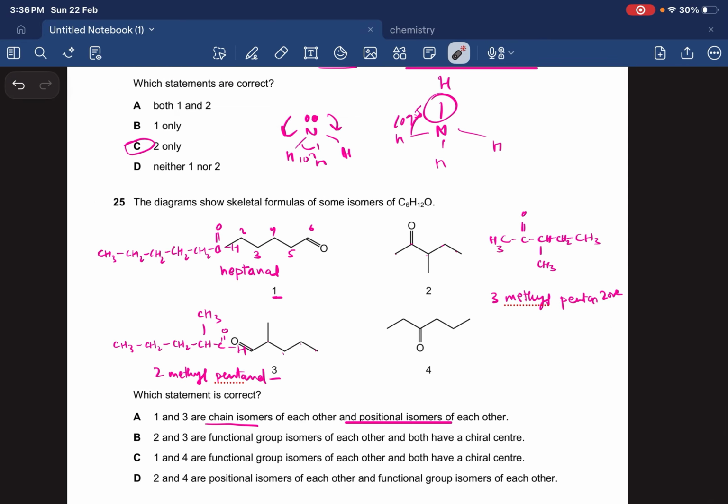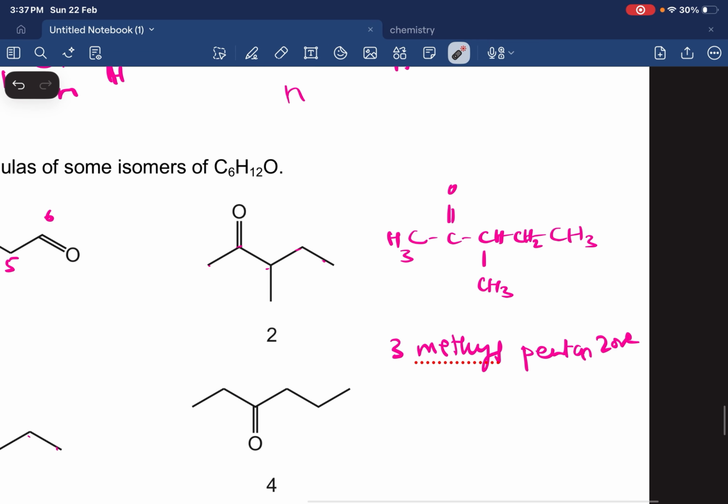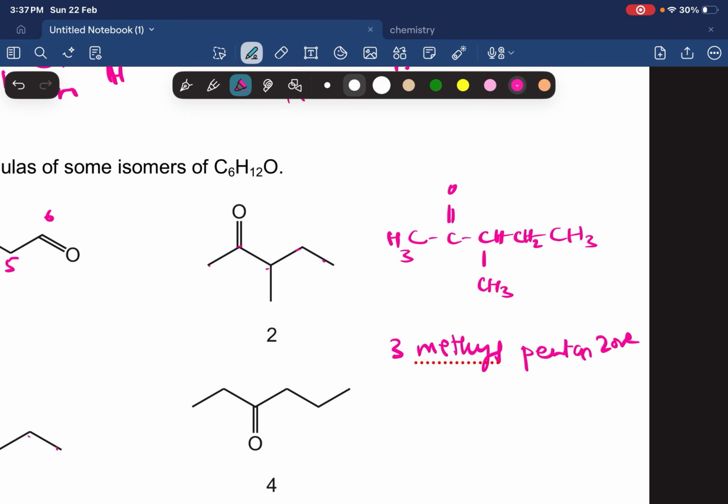They have the same number of atoms, so they are indeed functional group isomers, because over here you have a ketone functional group, over here you have an aldehyde functional group of each other, and both have a chiral center. Over here, if we figure out this carbon, is it a chiral center? Look over here. On this side we have this chain, this chain, this chain, and this chain, and then a hydrogen. Yeah, this yellow one is a chiral center.